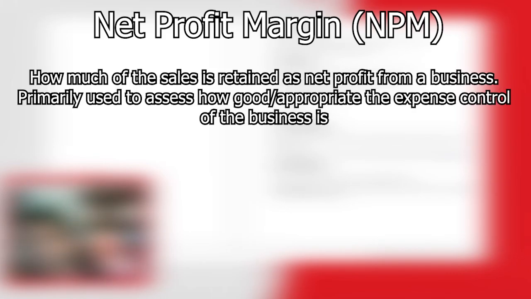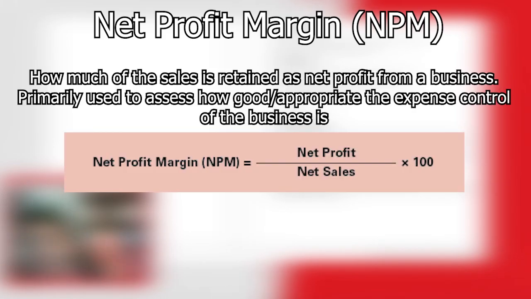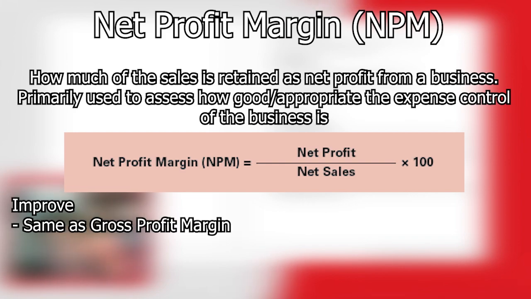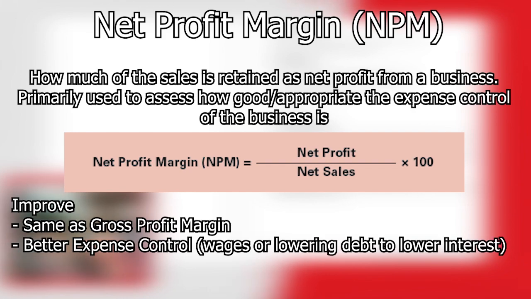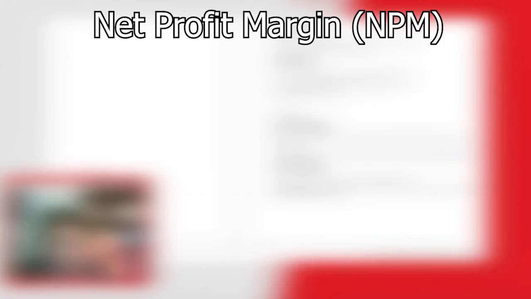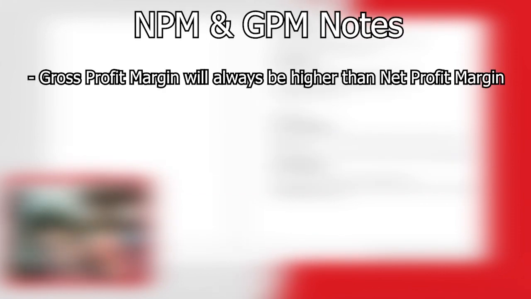Now, net profit margin measures how much of our net sales is retained as net profit. And the main strategy to improve this, like above, is to lower cost of goods sold or increase our selling price, but also it's wider expense control like wages, lowering debt to lower interest, and any other cost saving measure. So just being aware of that there. Now, again, very similar to return on assets and asset turnover, gross profit margin will always be a higher number than net profit margin, because net profit margin deducts more expenses than your gross profit.